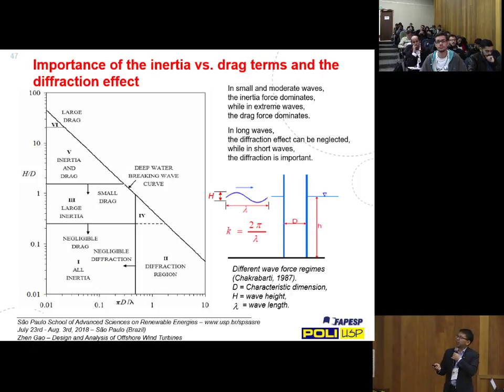And here it is also referring to the ratio of wave height to the diameter. When this is larger, you have more extreme waves. And then we also refer to the ratio of diameter to wavelength. If this is small, then it's more like a slender structure. And if this is large, then the drag is more dominating. So this is a very important plot, so that you can check your structure for different wave conditions.